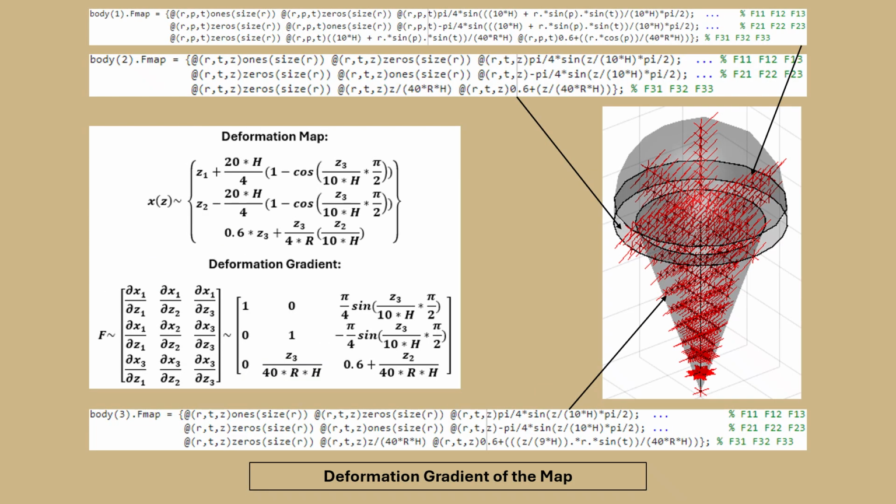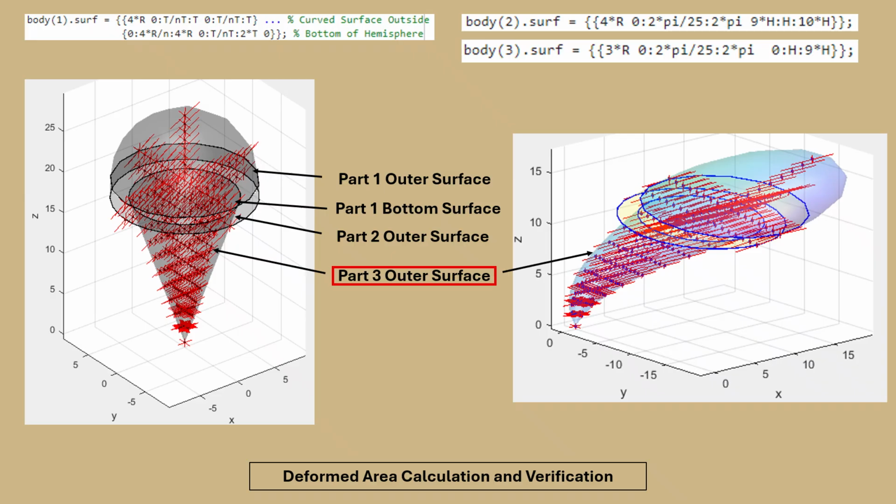Now here is my deformation map, as well as the deformation map applied to each of the bodies, the hemisphere, cylinder, and cone, respectively. On this slide, I'm just going through and displaying each of my surfaces. Here is my MATLAB code for the two hemisphere surfaces, the exterior surface and the bottom of the hemisphere, and then the outer surface of the cylinder and the outer surface of the cone. I decided to choose the outer surface of the cone to do my deformed area calculations on.